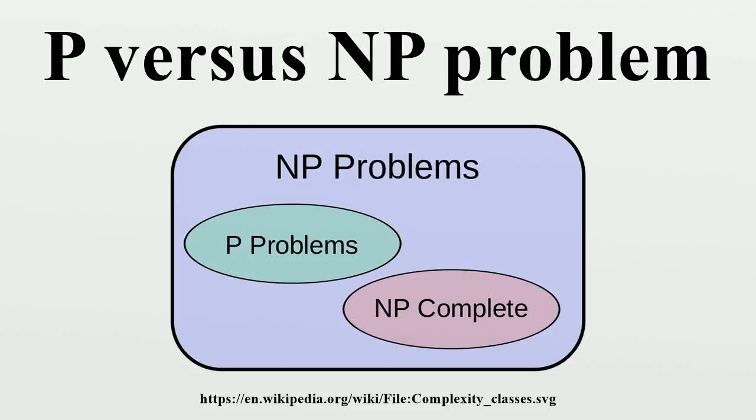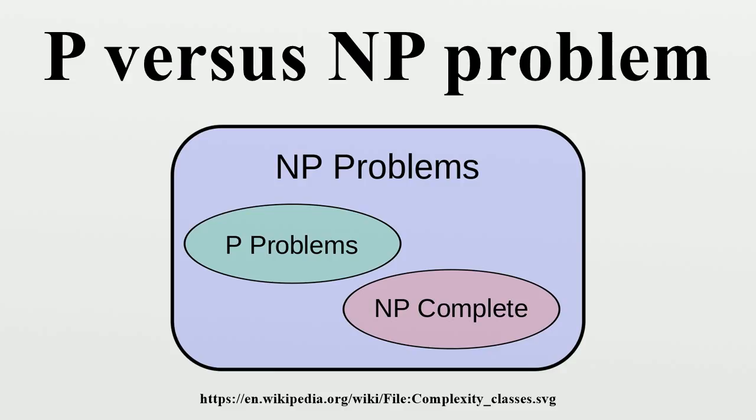The P versus NP problem is a major unsolved problem in computer science. Informally speaking, it asks whether every problem whose solution can be quickly verified by a computer can also be quickly solved by a computer. It was essentially first mentioned in a 1956 letter written by Kurt Gödel to John von Neumann.